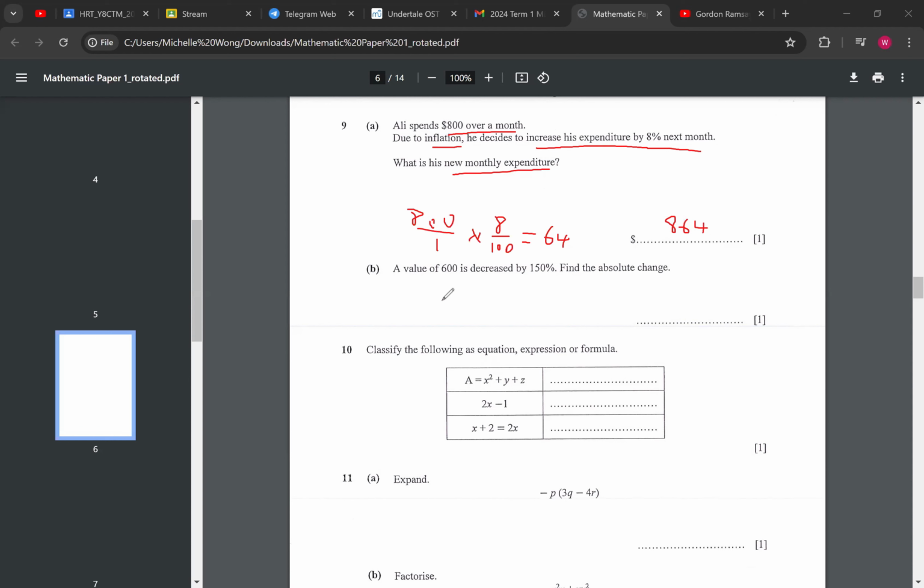For 9b, a value of 600 is decreased by 150%. Find the absolute change. So 600 over 1 times 150 over 100, because it's a percentage, you should get negative 900. So negative 900 plus 600, you'll get negative 300. They want the absolute change, so the answer is negative 900.